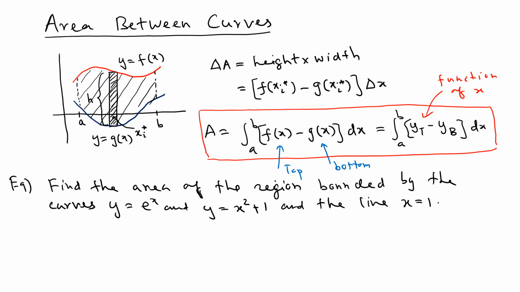A good idea is always to look at the graphs, because that's going to tell you everything about it. So what's going to happen in this case? Let's graph them. You need to know basic graphs. y equals x squared is a parabola, so it's going to go like this, passing through 1.